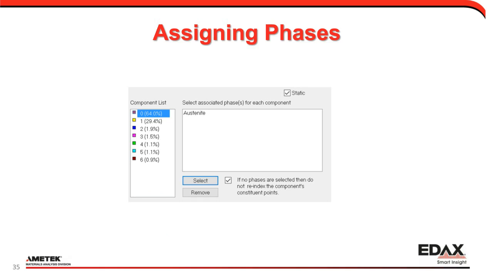Now the other thing to keep in mind here is the little button underneath that says if no phase is selected, then do not reindex the component's constituent points. I tend to keep that on because here I can see I have that phase 6 at 0.9 or whatever. It's not going to change any of my conclusions from my map, so I just tend to leave them blank. If they have chemistry similar to one of your other phases you have listed, you can add them there too. So, yeah, again, I usually just keep that.